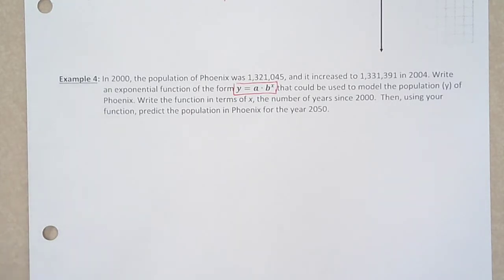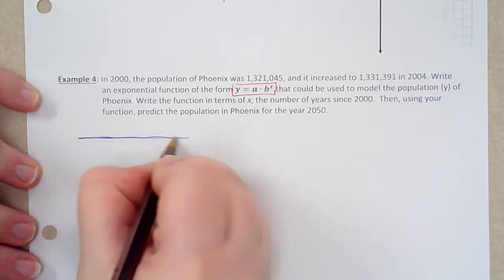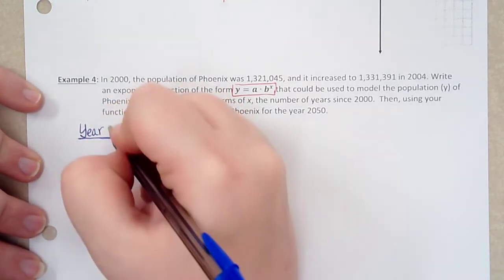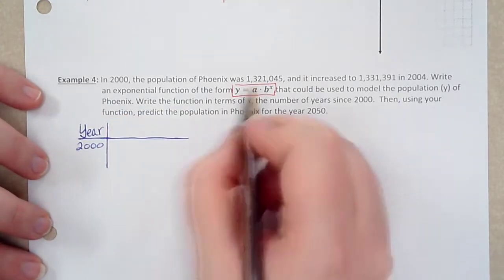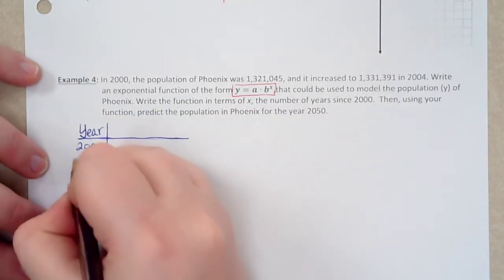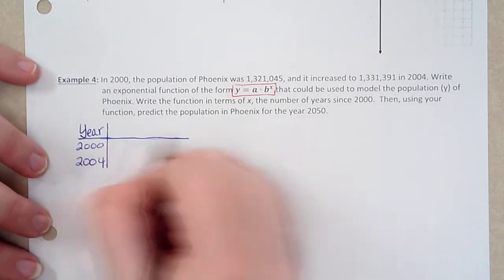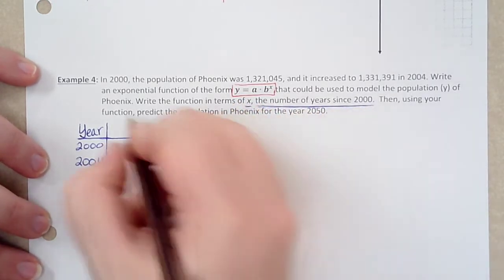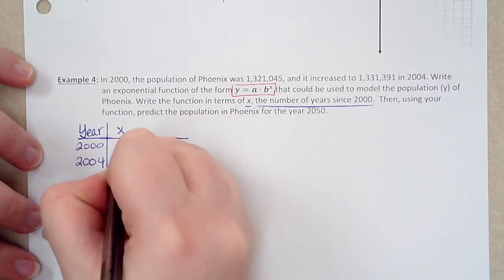Very similar to how I did these last two problems, I just want to organize all of the information in this word problem in something that's a little bit more visual, something easier to kind of parcel apart. So the way I'm going to do this is I'm going to make a table with my years. I know in 2000, the population was that, and by the year 2004, it had increased. So because I know that we're modeling it in terms of x, which is the number of years since 2000, I'm going to create my x, and I'm going to say the years since 2000 to 2000. That's just going to be 0.